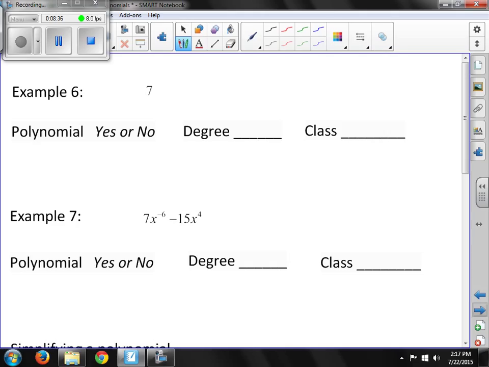Example 6. The number 7. Now when you have the number 7, it is understood to have x to the 0 with it. The exponents are whole numbers. They're not negatives. They're not fractions, and there's no variables in the denominator. Yes, this is a polynomial. It is degree 0, and it is classed as a monomial because it only has 1 term.